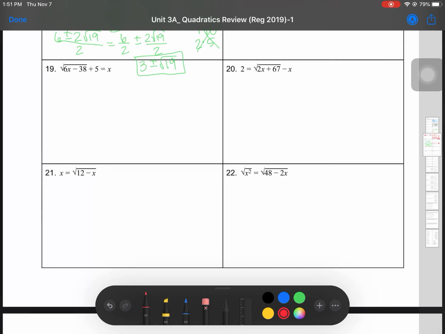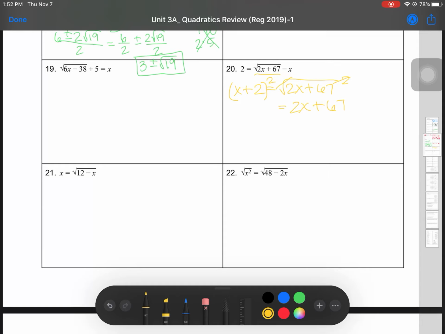These next few here really just combine last chapter with this chapter, and you have to remember how to solve a problem with a square root in it. And what we did is we first isolated our radical. So I'm going to get this x to the other side, so it'll be x plus 2 equals the square root of 2x plus 67. And I'm going to square both sides in order to undo that radical.